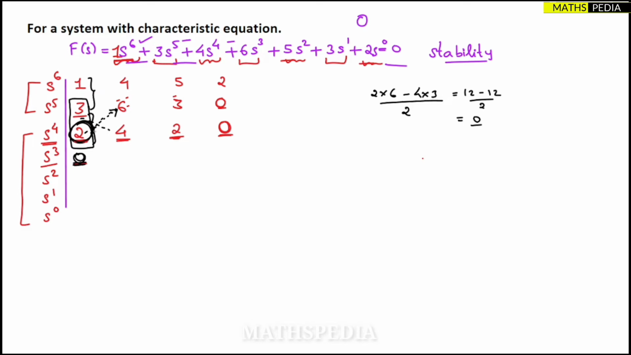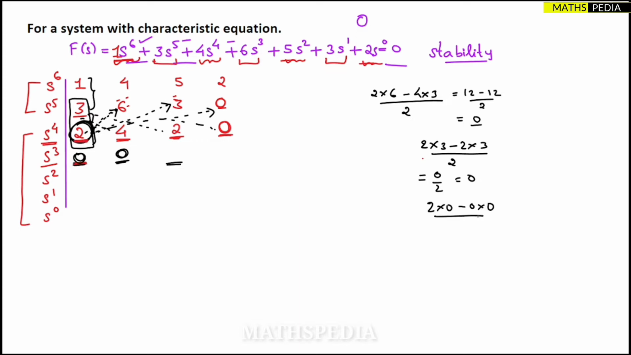Next, 2 into 3, I have to write this element of 2 into 3 minus 2 into 3, divided by the element here, the denominator will be 2. It is fixed for this row. That is equal to 0 by 2. Again same thing, 0. Now next element, that is 2 into 0 minus 0 into 0, is equal to 0. It is basically again 0. This element becomes again 0. The last element also will be 0 since there is no element over here.